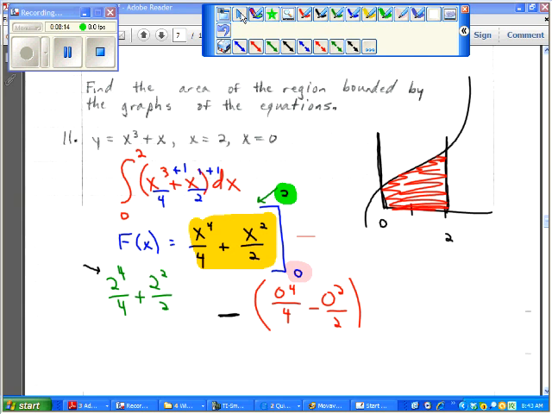And right here, we'd have 2 to the 4th. 2 times 2 is 4, times 2 is 8, times 2 is 16, divided by 4 is 4. And then we've got 2 to the 2nd is a 4, divided by 2 is 2. And all of that second part becomes a 0. And 4 plus 2 is 6. So the area of the region bounded by the graphs of those three equations is 6.